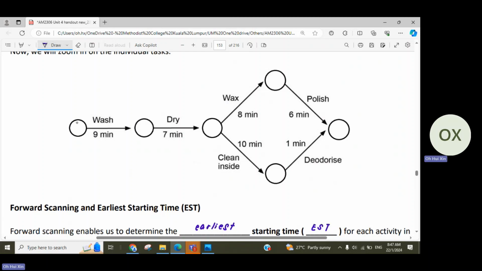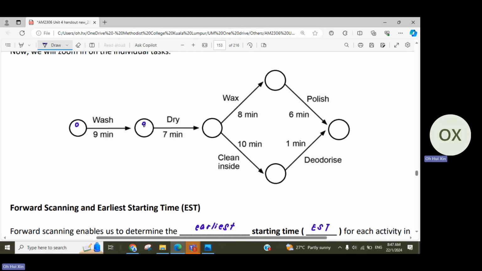So this is where we started just now, right? So 9. The way that we understood it just now is we need 9 minutes to complete washing. But when we are writing 9 here, this is the time when washing ends, but this is also the time for drying to start.